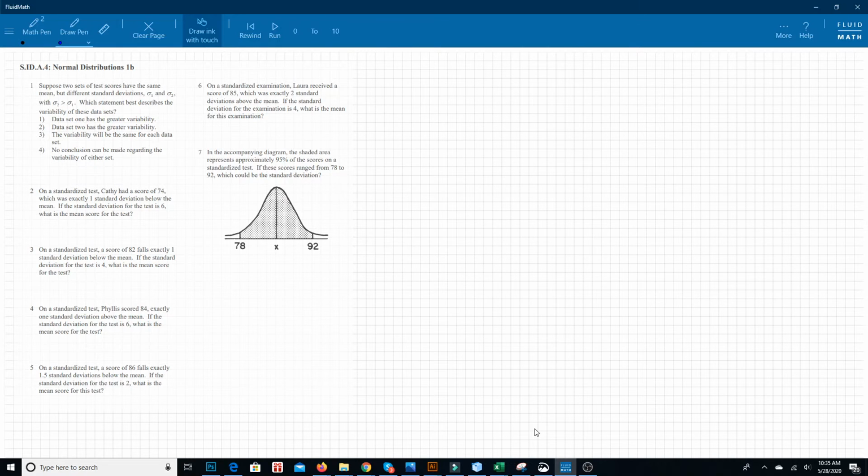Okay, so let's start. Suppose two sets of test scores have the same mean but different standard deviations, sigma 1 and sigma 2, with sigma 2 being greater than sigma 1. Which statement best describes the variability of these data sets? Obviously data set 2 is going to have a greater variability because sigma represents the standard deviation. The standard deviation is a deviation from the norm.